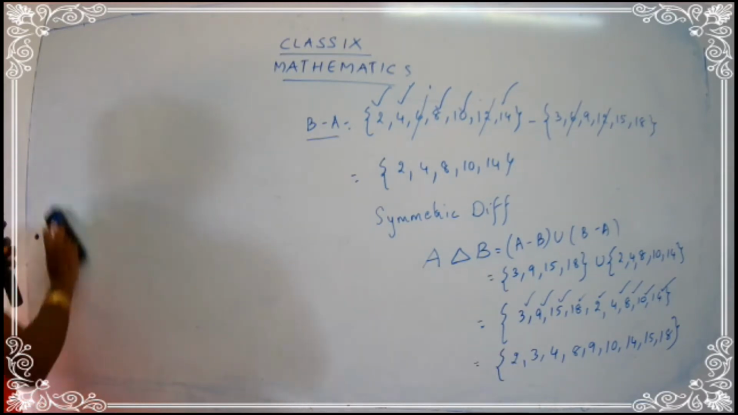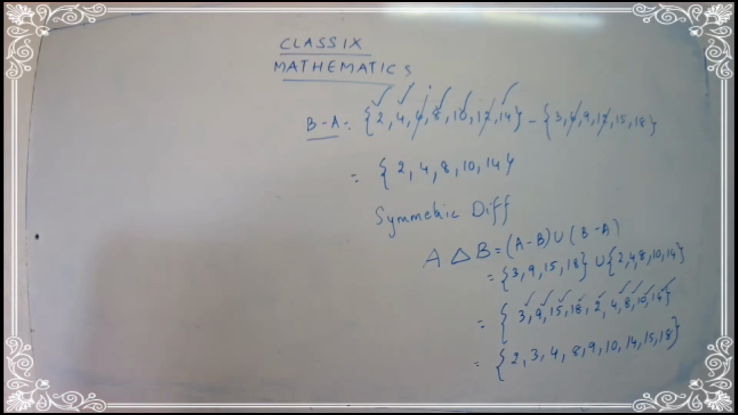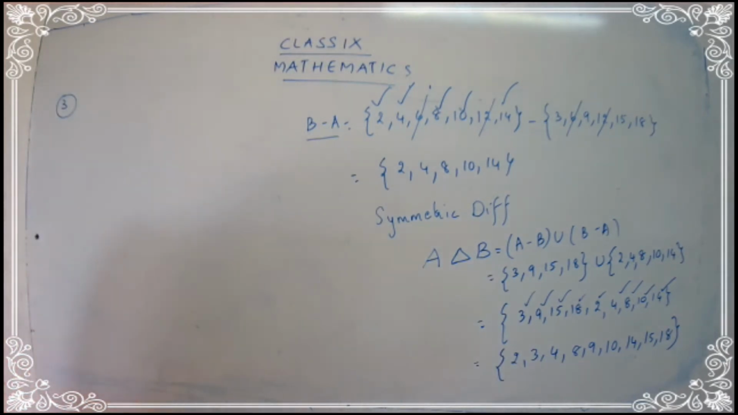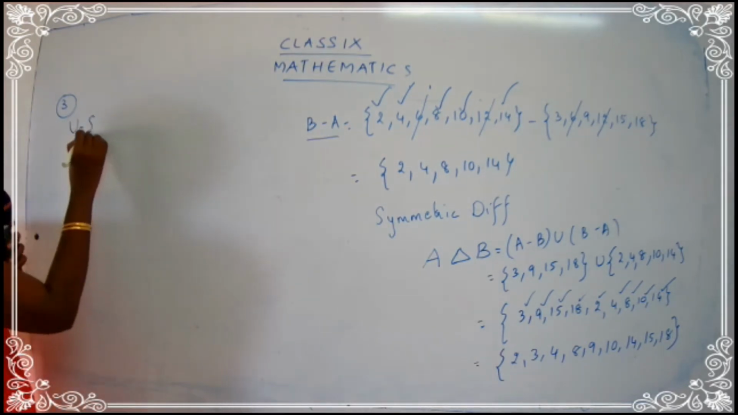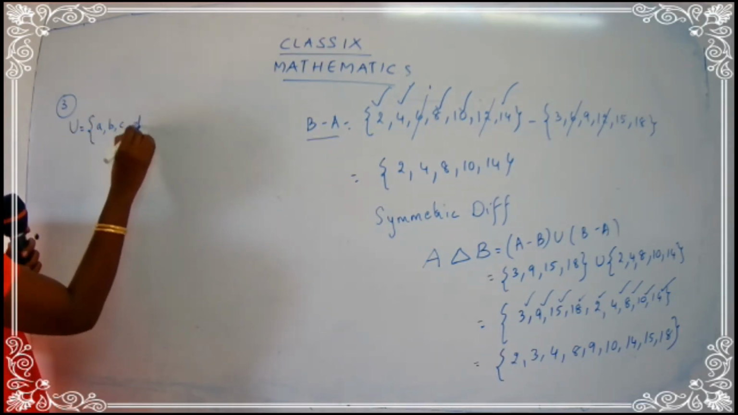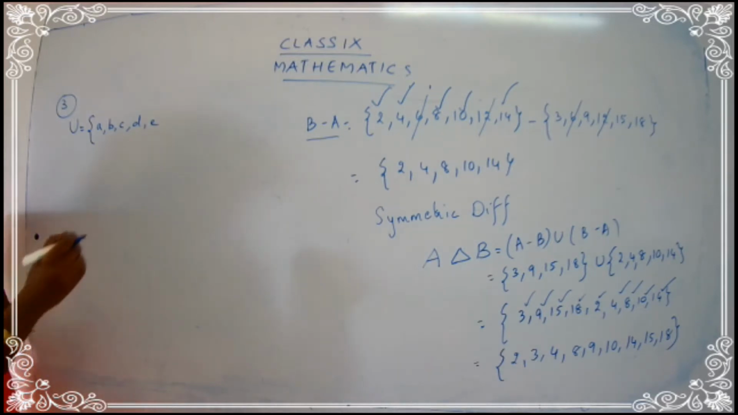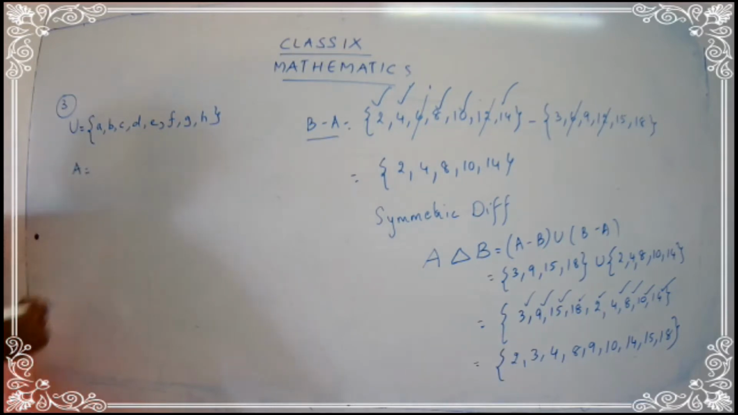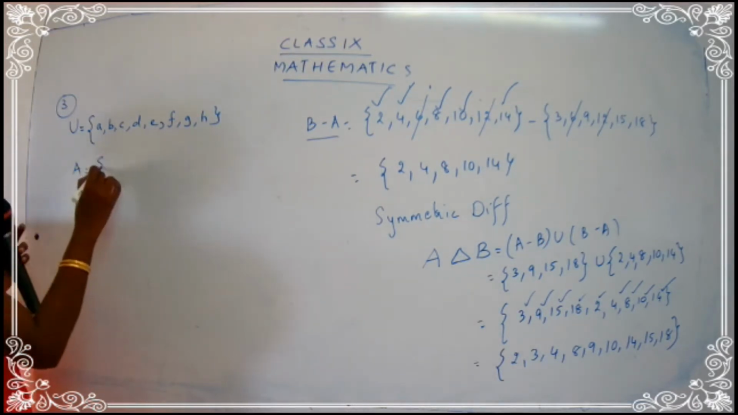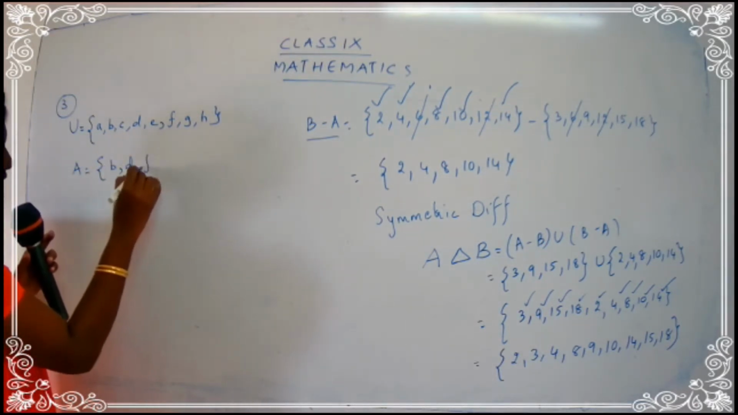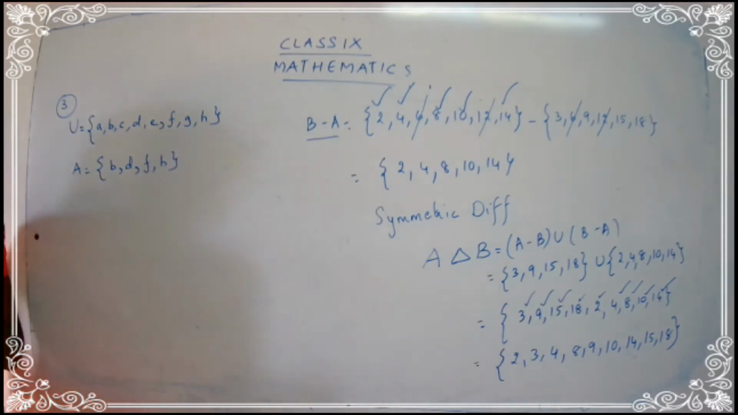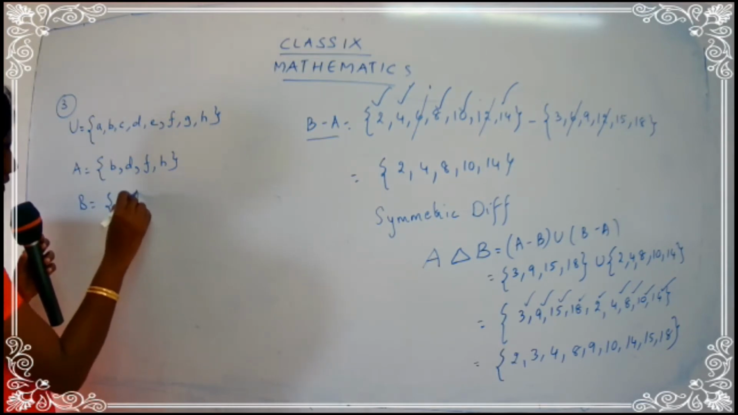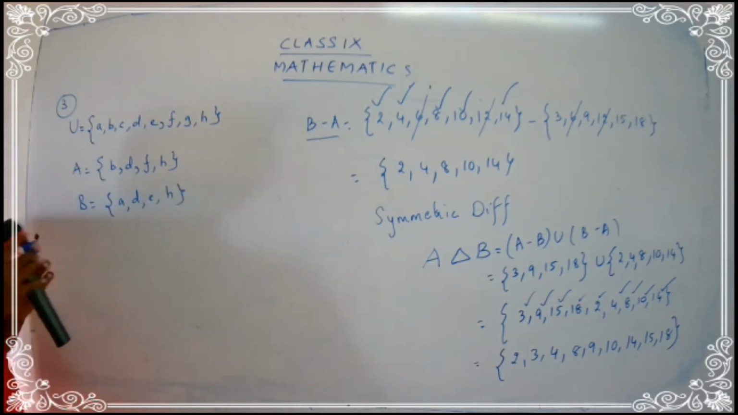So today we are going to continue with our third question. So take down question number 3. Write down the question. U is equal to A, B, C, D, E, F, G, H. A is equal to B, D, F, H. And what is B? B is equal to A, D, E, H.